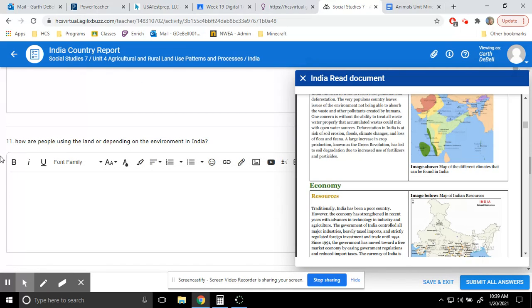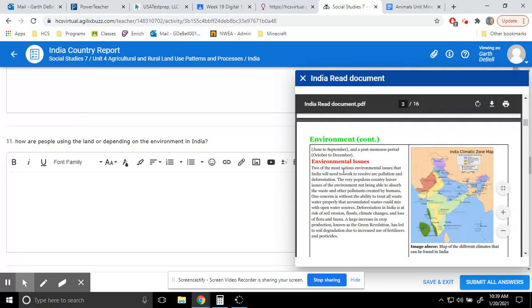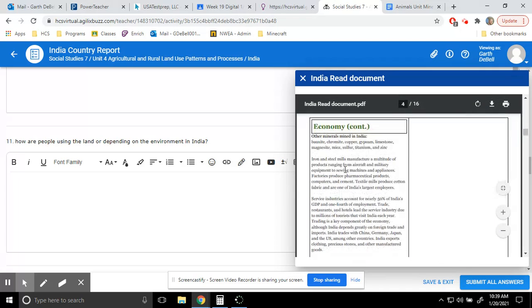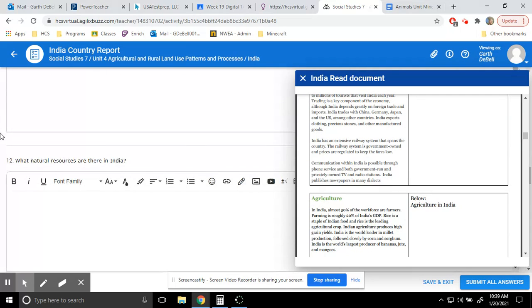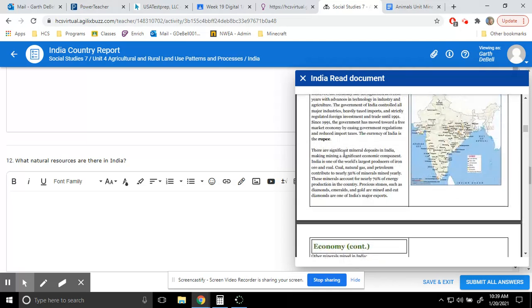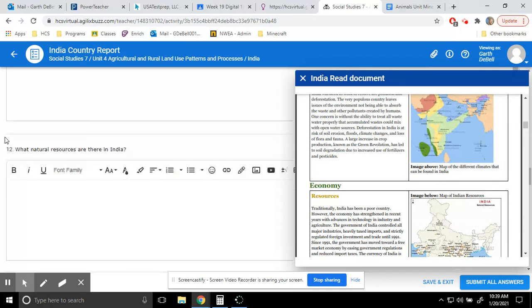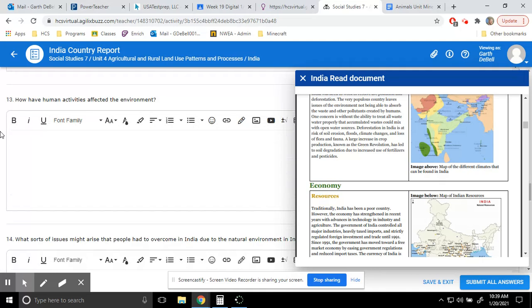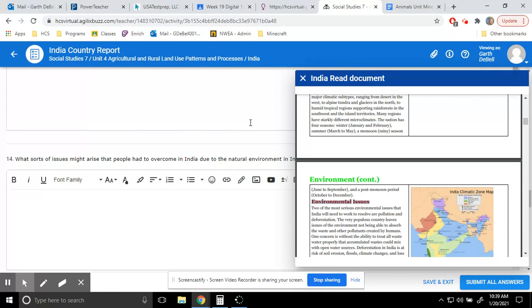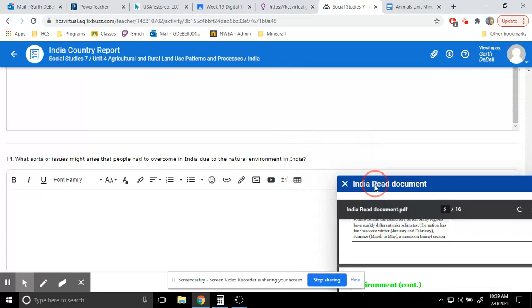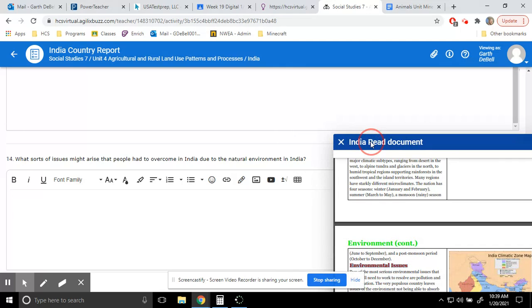How are people using the land or depending on the environment? This is the same question as last time. Pretty simple and easy question. Just read the climate, the environmental issues, the resources section. Like those all talk agriculture. Those are all different ways that people use the land or depend on the environment. What natural resources are there? So again, you just come here to the resources section. How have human activities affected the environment? Easiest one for that is to go to the environmental issues section. What sorts of issues might arise that people had to overcome in India due to the natural environment in India?